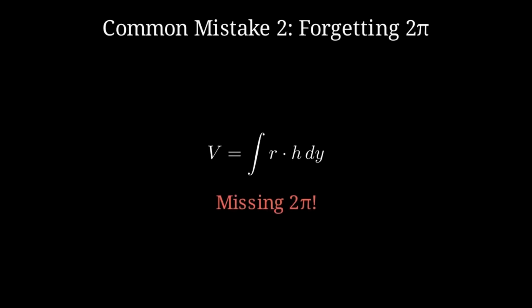Don't forget the 2π. Unlike the disk method which uses pi r squared, the shell method is based on the circumference of the shell. That 2π is a constant multiplier that comes from the geometry of the unrolled cylinder. Always write it outside your integral first so you don't forget it at the end.